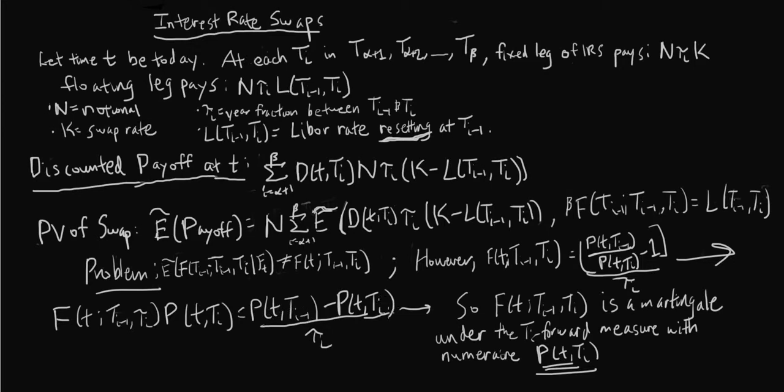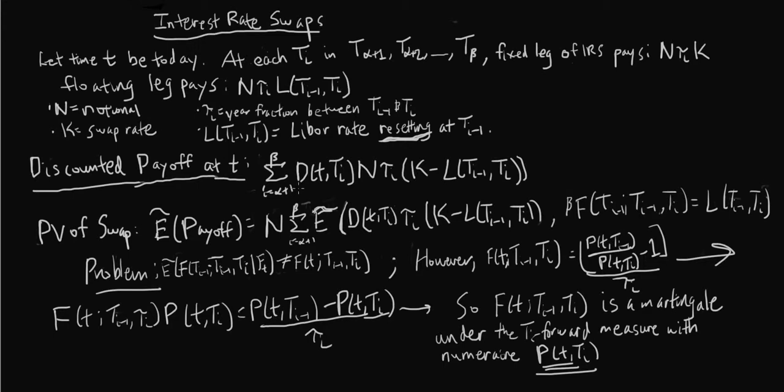And if you remember from our previous theorem, basically any asset that can be expressed as the price of a tradable asset, if you divide that by another numerator, then that variable is a martingale under that numerator.